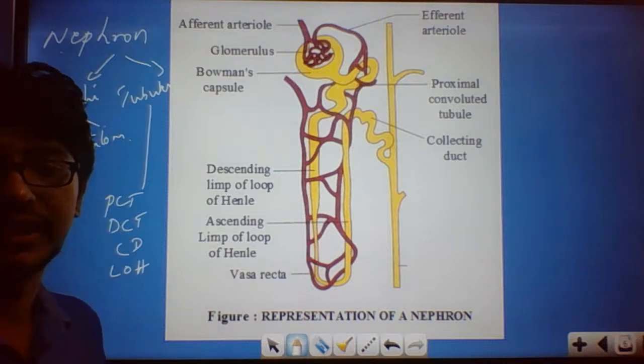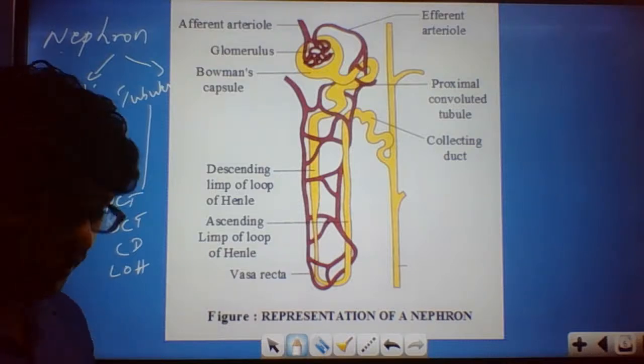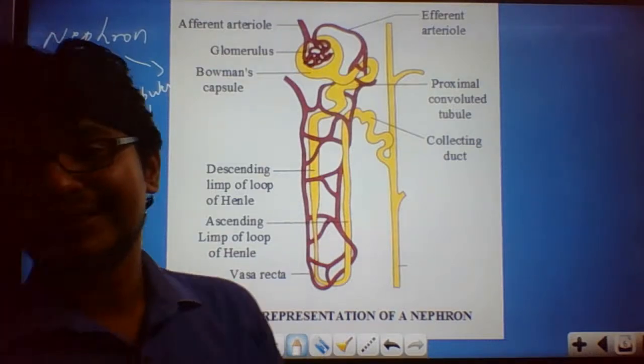We're going to discuss the types of nephrons. Hopefully you can also tell me what is the percentage of these two types of nephron.